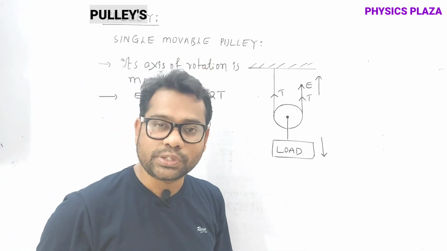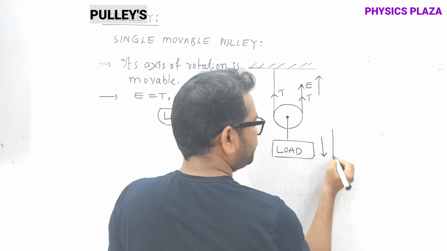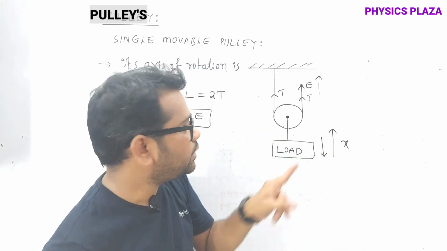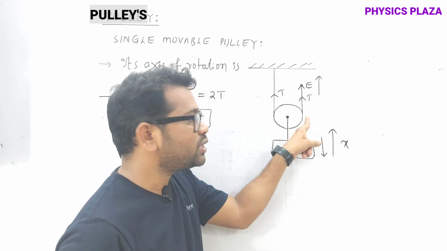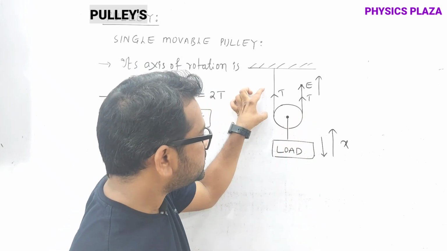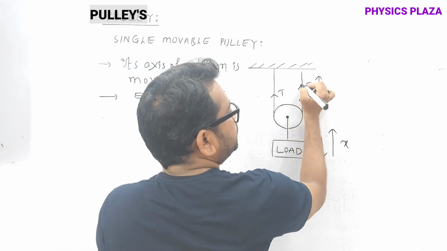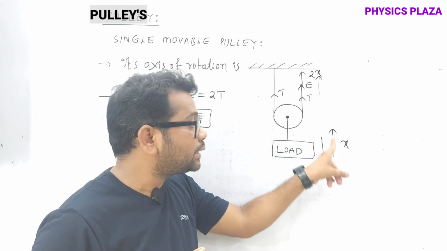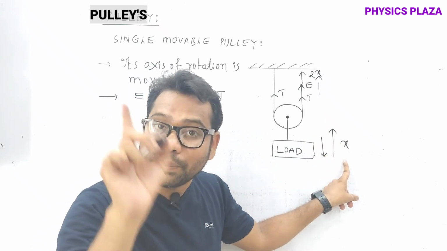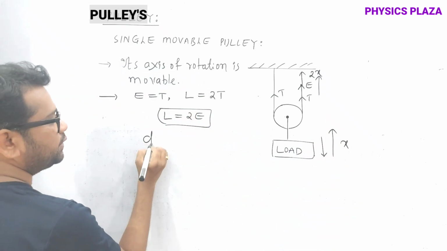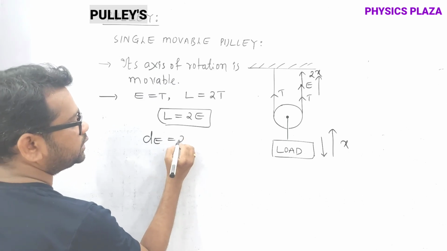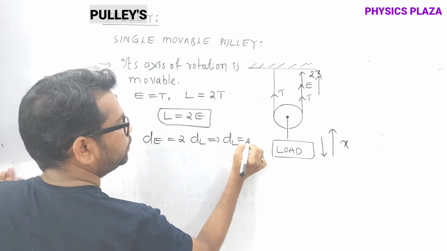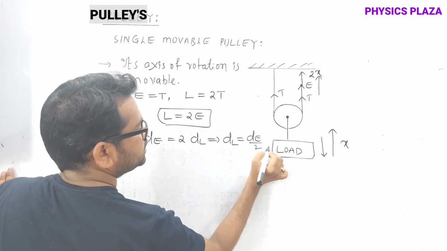Now let us come to the displacement, children. Suppose this load is lifted up by X, then what will happen? Each segment of the string will be loosened by X. This is X, this is X. Then this effort point will move up by 2X. Means what? The displacement of effort is double that of the displacement of the load. It's a very important point. So effort displacement is equal to twice the displacement of load, or displacement of load is equal to half of the effort displacement.